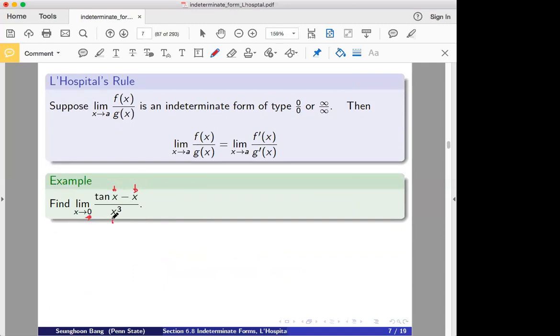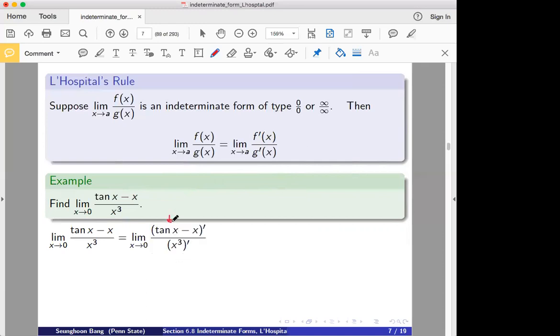So what happens? This one is the tangent of 0 minus 0 over 0 cubed. Do you know what the tangent of 0 is? Yeah, thanks. 0 minus 0 over 0 is exactly 0 over 0. So we can use L'Hopital's rule.